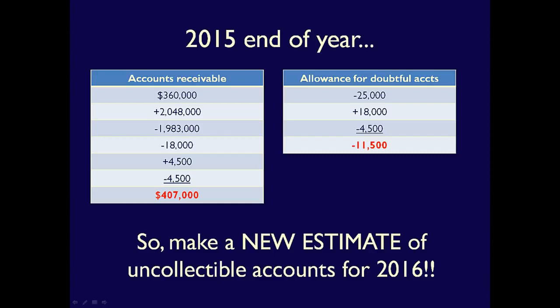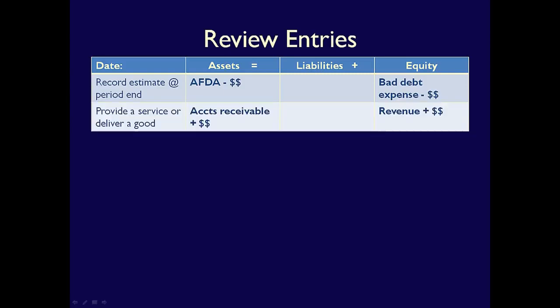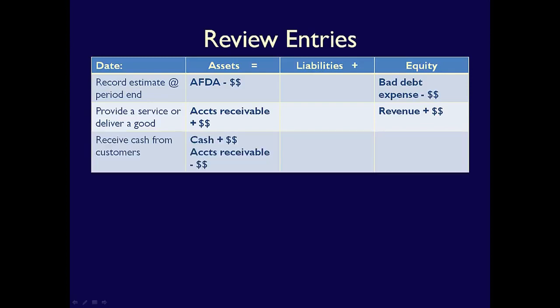for 2015. So, let's quickly review all the entries we've learned so far. To record the estimate at the end of 2014, we have to record a negative to both the bad debt expense and the allowance for doubtful accounts. To record providing a service, we have to record a positive to both accounts receivable and revenue. To record the payment of cash on account, we record a positive to cash and a negative to accounts receivable because our customers don't owe us anything anymore.